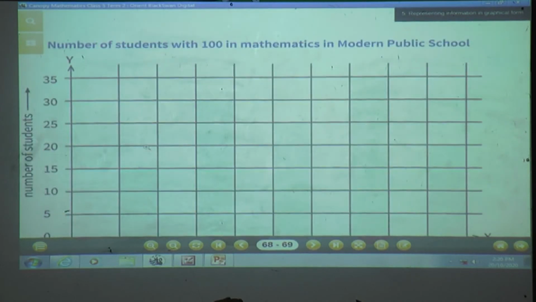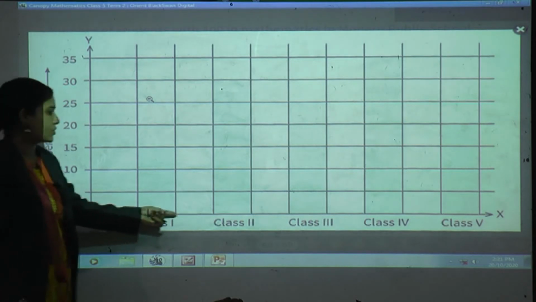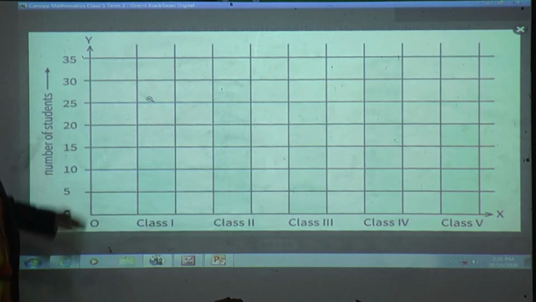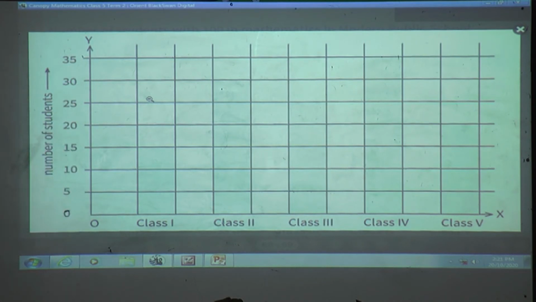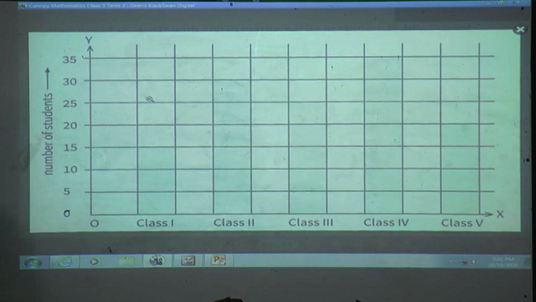Here, number of students with 100 in mathematics in Modern Public School. See, here, this line is called the x-axis. And here is the y-axis. Okay, now here is a scale. This one is called the scale. The number of students are here on the y-axis scale and here the classes on the x-axis.